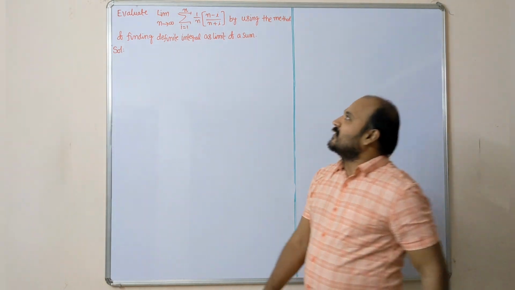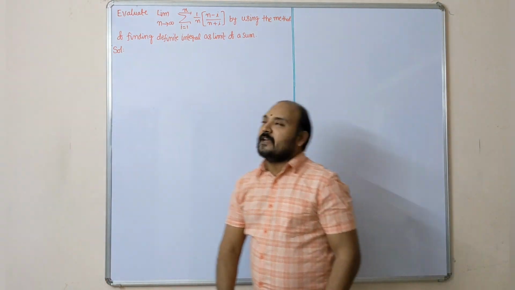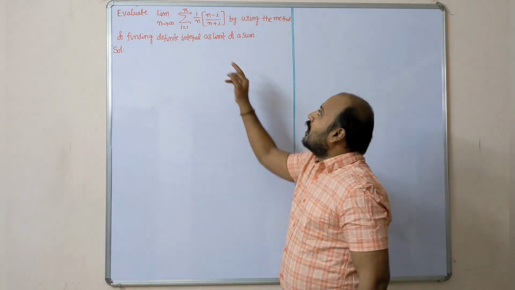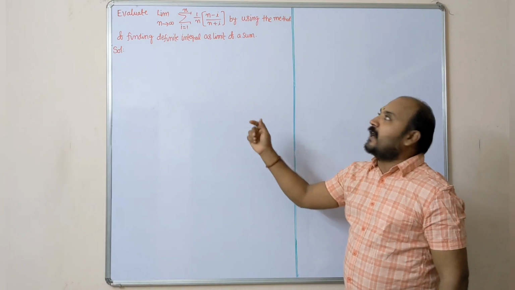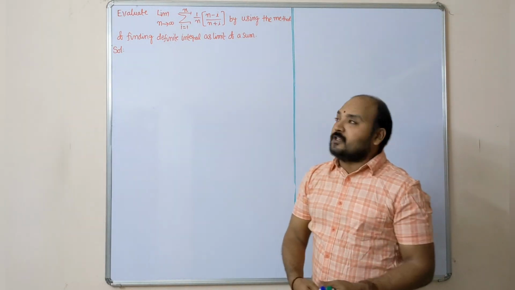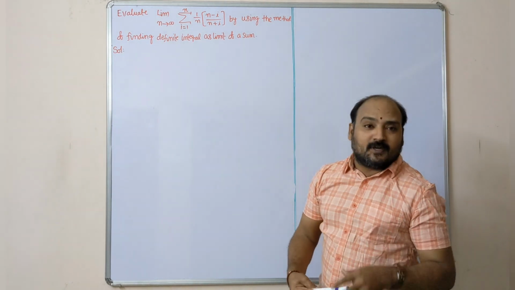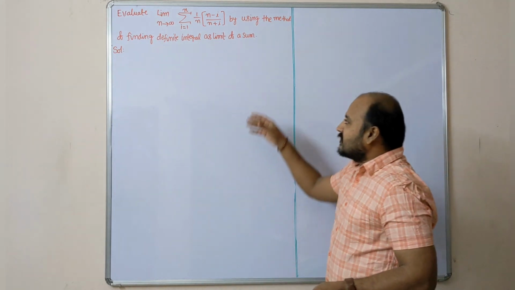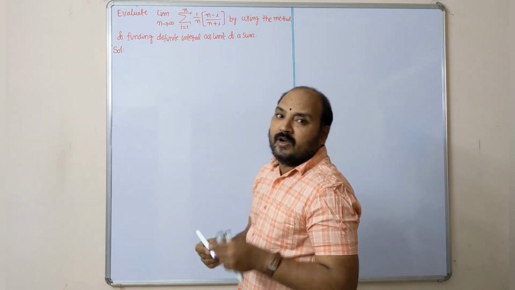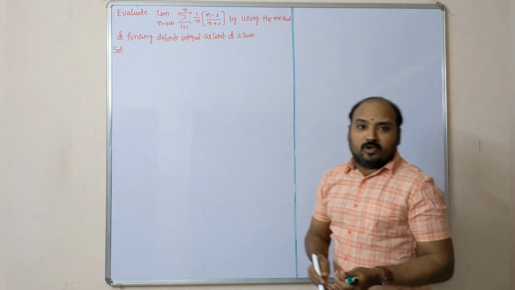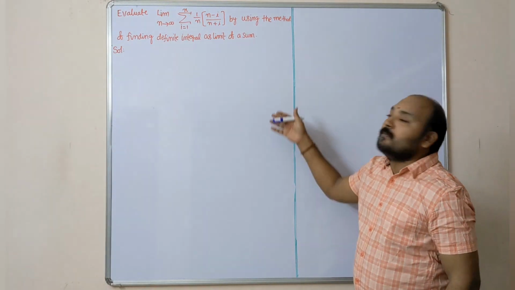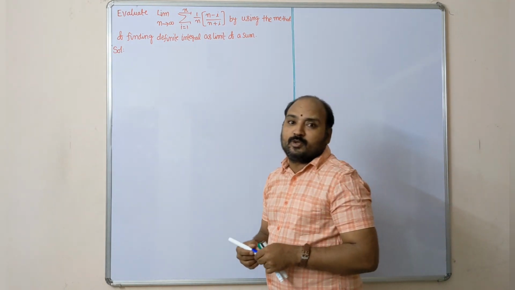Yeah, the next question, dear students. Evaluate limit n tends to infinity, sigma i equal to 1 to n, 1 by n into n minus i by n plus i, by using the method of finding definite integral as limit of sum. Just now we discussed one procedure and one example. Now in the textbook examples I am explaining, which are also very important. We may get these questions directly in competitive exams as MCQs. You can concentrate, dear students.